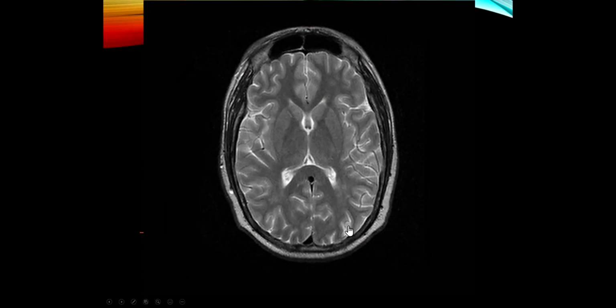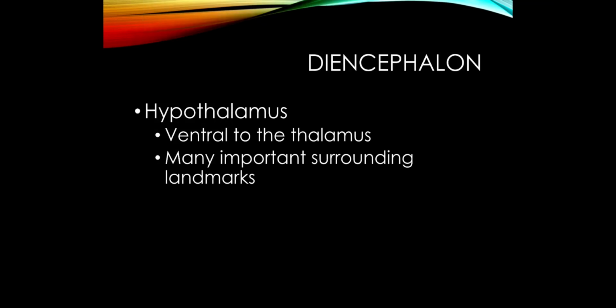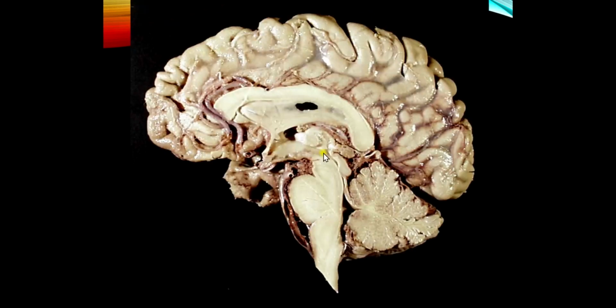MRI scans are so incredibly accurate. This is actually about a 10, 12-year-old MRI, so things have only improved, but here we see the anterior limb, the genu, the posterior limb, caudate, putamen, and then here is the thalamus. Now, the hypothalamus is ventral to the thalamus, so think about what that means. Here's our rostral caudal axis, and so this is ventral, this is dorsal. So this is the hypothalamus, this whole area right here.